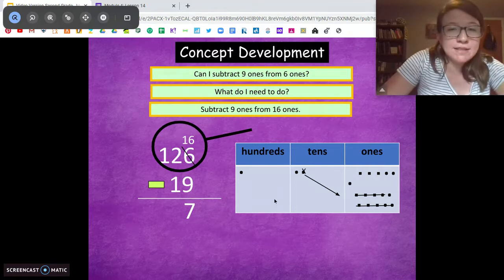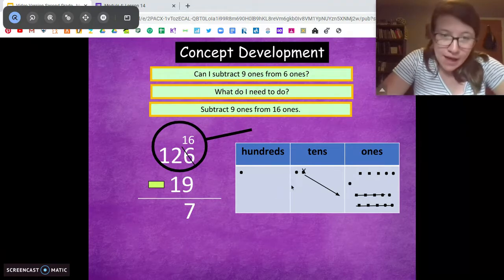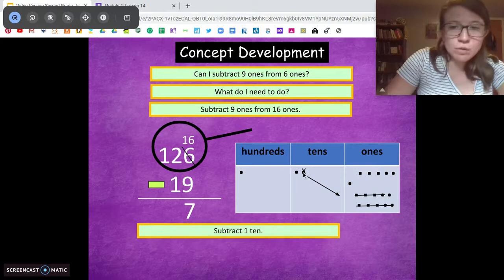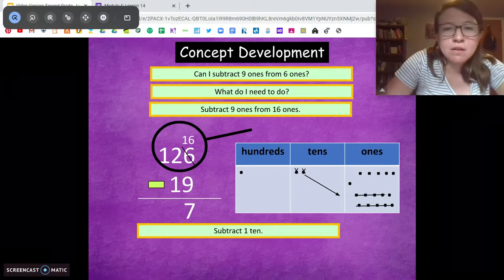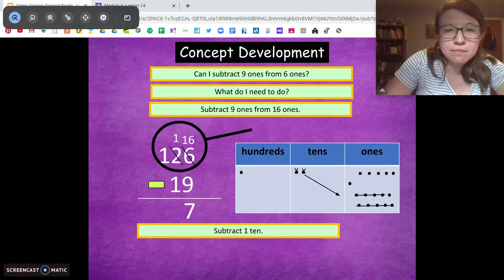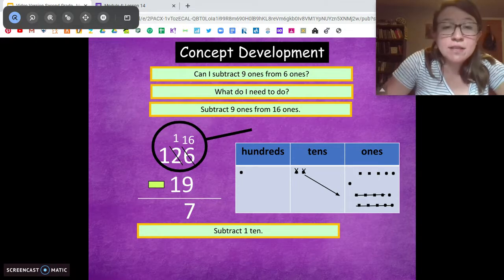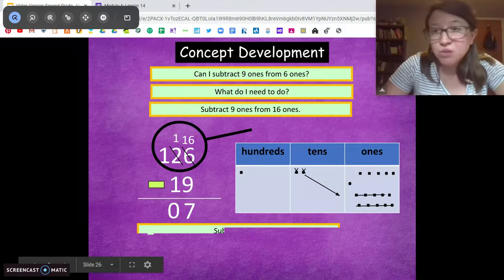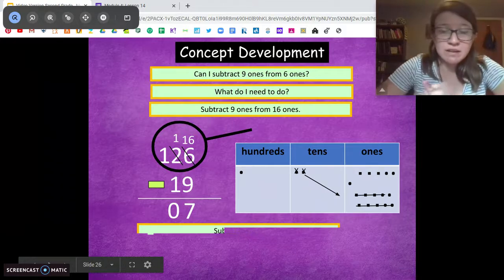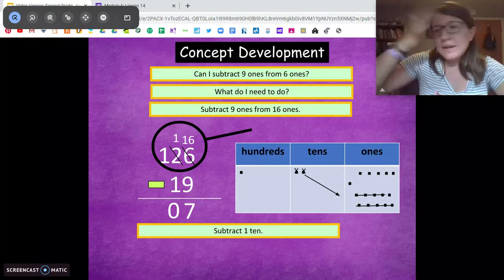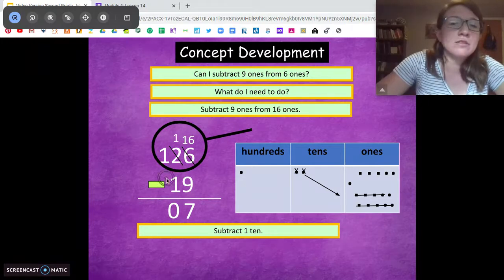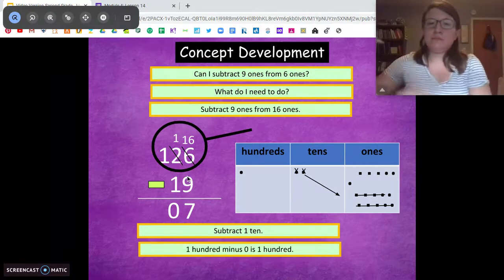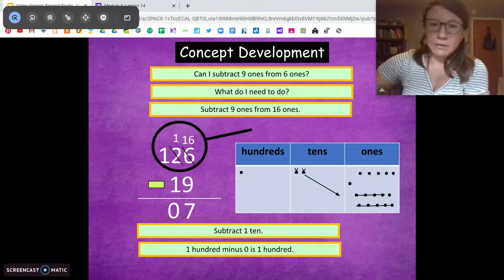Now, we're moving on to the tens. I have taken away 1 10. That becomes 1 because we only have 1 10 left. Can I take 1 from 1? Yeah, I just get 0. Totally cool. Just put a 0 there. If I have 1 10, I take 1 10 away. We're at 0.